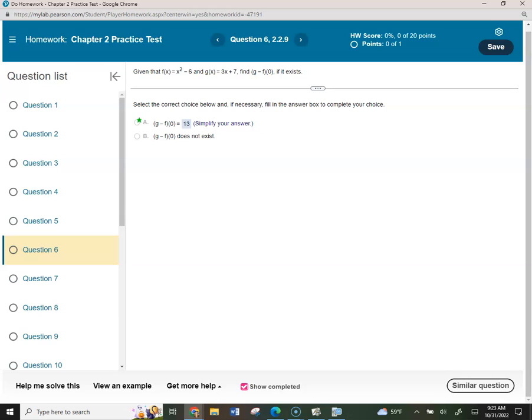You'll type it exactly how it looks here. It takes care of that negative. But you've got to remember to put parentheses there.